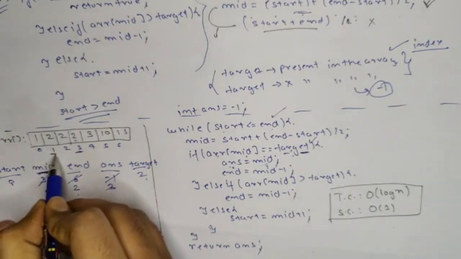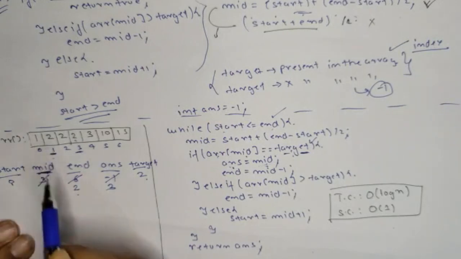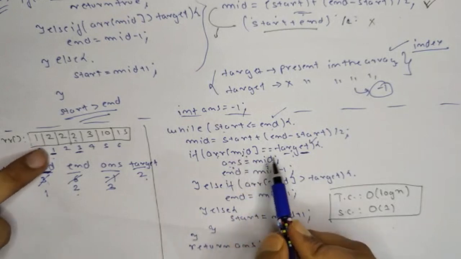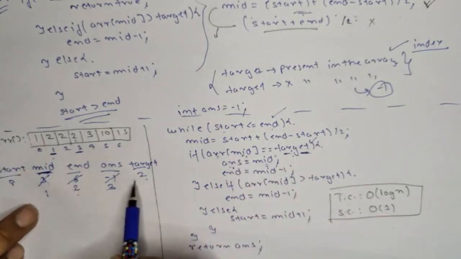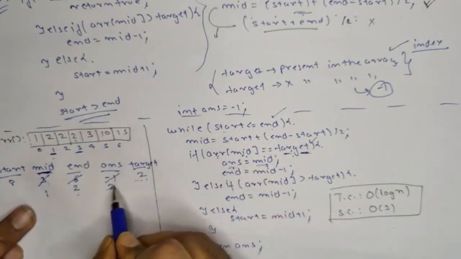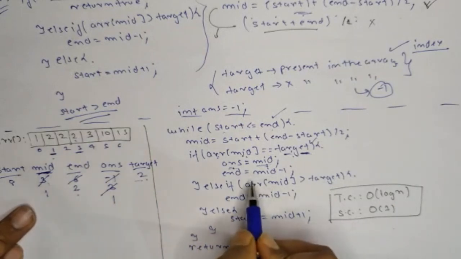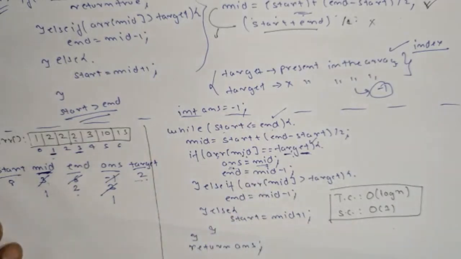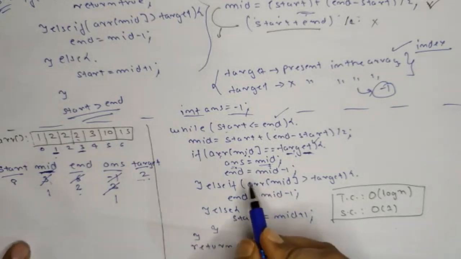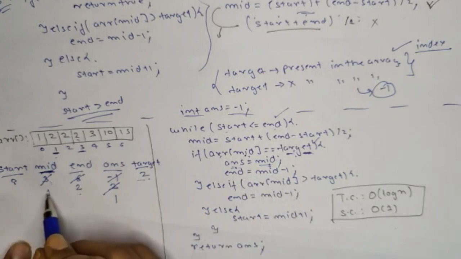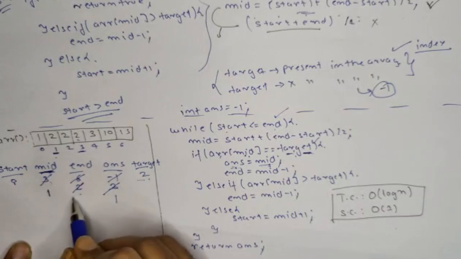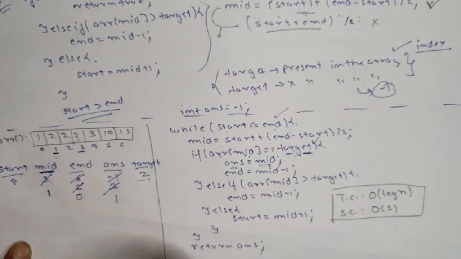Then we will find this value. We will again check that our ARR of mid, that is 2, is same as the target value, which is 2. Then we will simply store the value of mid in answer, and it will become 1, and we will restrict the search again to the first half of the array, of this range which is 0 to 2. So we will perform end is equal to mid minus 1. What was our mid? Our mid was 1, so mid minus 1 means 0.